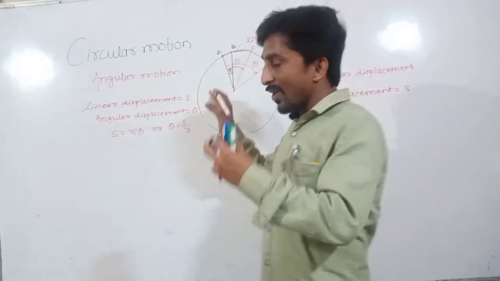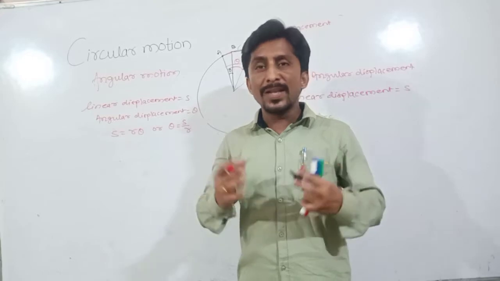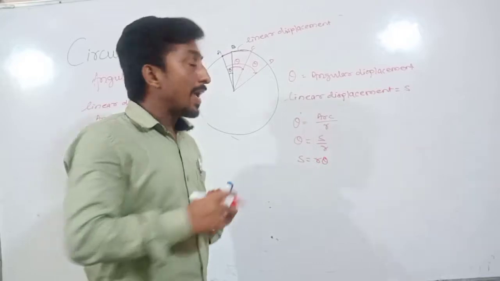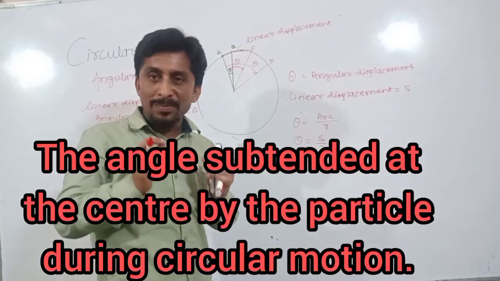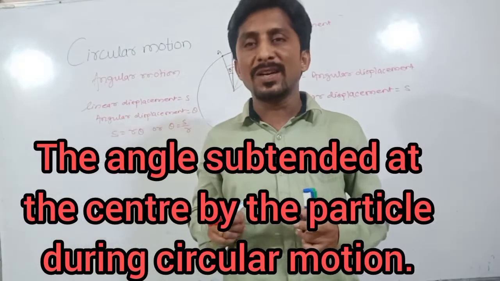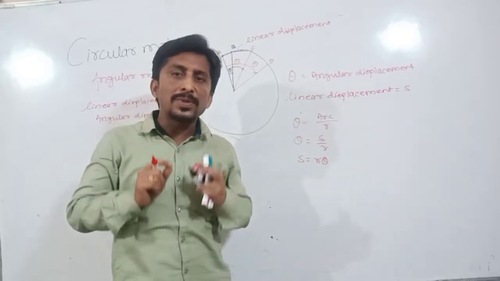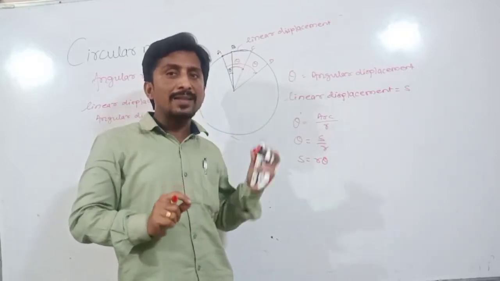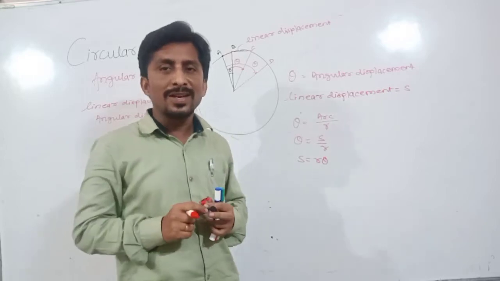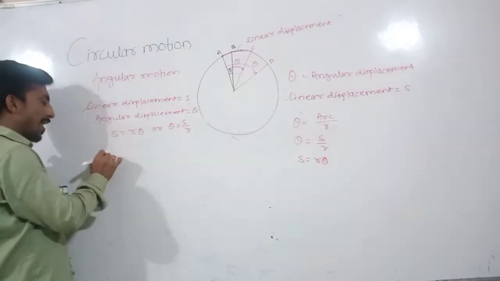Now, after seeing all these things, if I ask you how you are going to define angular displacement, very simple, you can tell me what is the angular displacement definition? Angle subtended by the particle at the center while performing the circular motion is called as angular displacement. An angle subtended by the particle at the center while performing circular motion or angular motion is called as angular displacement.